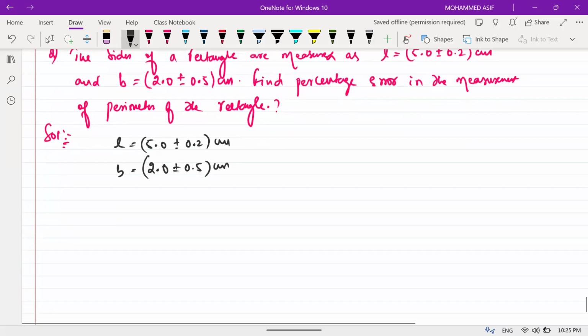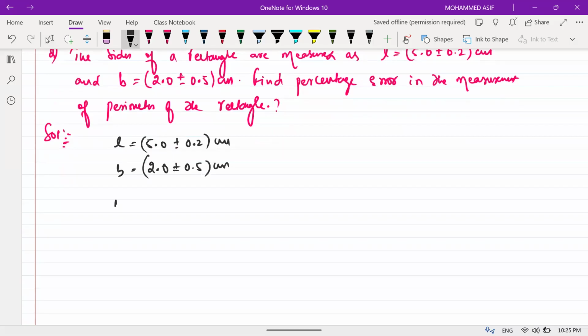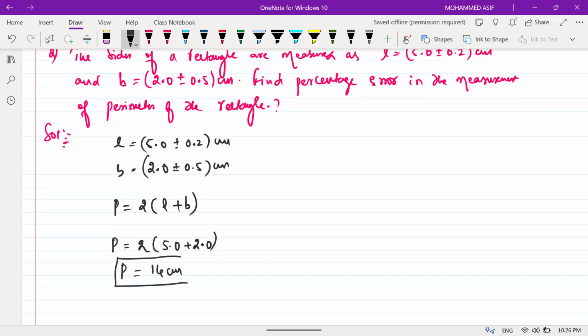What will be the perimeter, anyone? Perimeter is equal to 2 times your length plus your breadth for the rectangle. That means perimeter is equal to 2 into length 5.0 plus breadth 2.0. So perimeter will become how much for me, beta? 5 plus 2, 7. 7 2s are 14. So this will be your 14 centimeter perimeter.